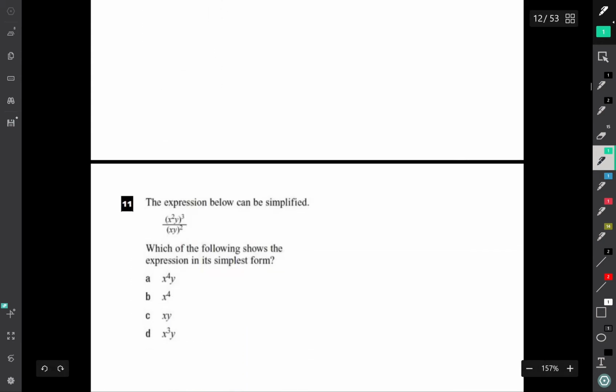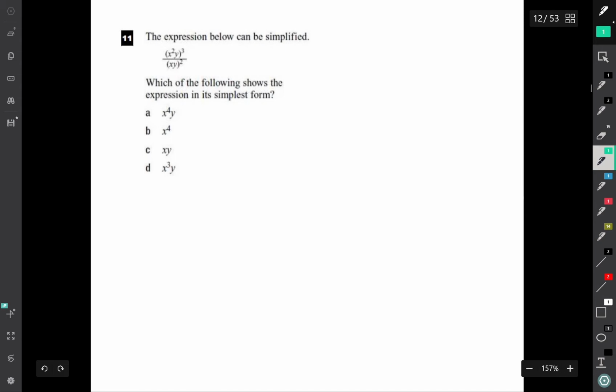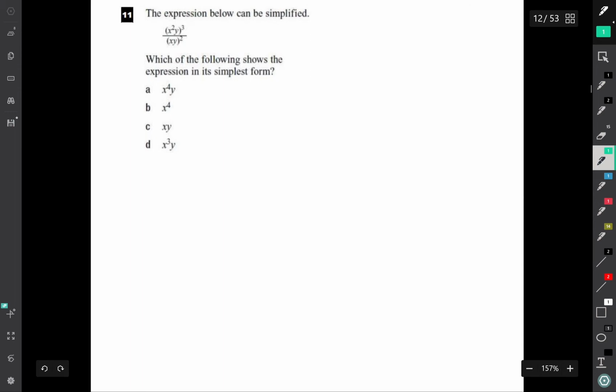This is question 11. Okay, more exponent laws. So the expression below can be simplified. Which of the following shows the expression in its simplest form? Okay, let me start by just quickly going over our exponent laws.